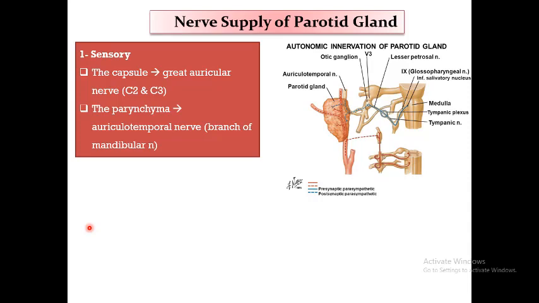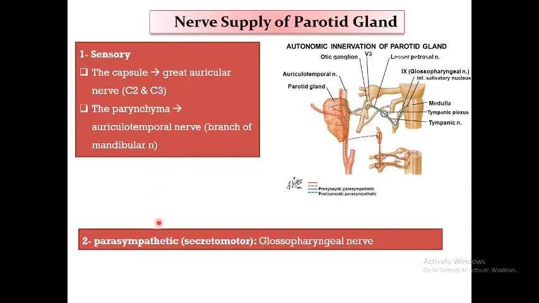The sensory innervation of the parotid gland: the parotid gland contains an outer capsule. This outer capsule is supplied by a nerve called the great auricular nerve, which arises from cervical 2 and 3 spinal segments. While the parenchyma, the inside of the parotid gland, is supplied by a nerve called the auriculotemporal nerve. This auriculotemporal nerve is a branch of the mandibular nerve, a branch of the trigeminal nerve, the fifth cranial nerve. Okay, so this is the sensory innervation.